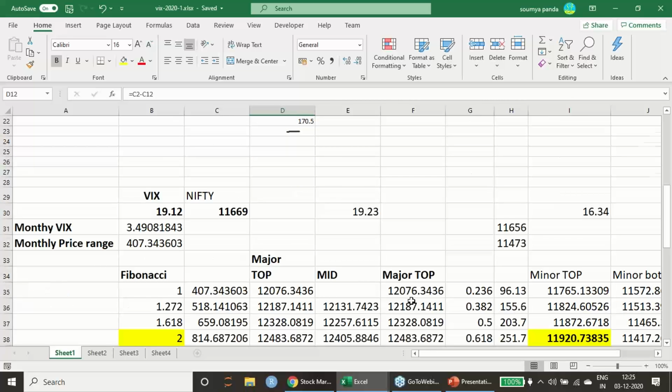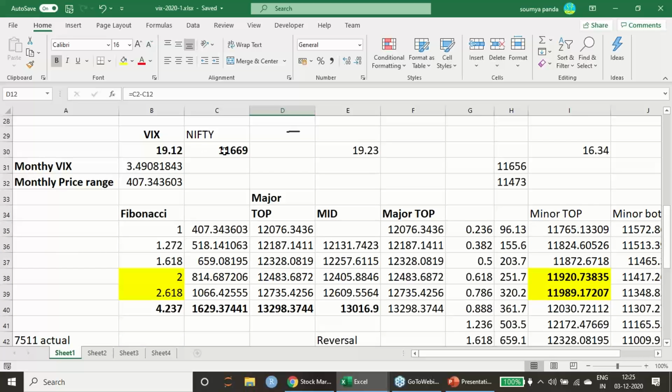Now the same process will be repeated for the top. Whenever we are using the top calculation, we will be using the lowest VIX and the lowest Nifty. In the month of November, the Nifty's lowest point was 11,669 and the VIX low was 19.12. Using this same process, dividing by the square root of 30 and multiplying with the price points, we got 407 points, and then we multiply with all the Fibonacci ratios. So we get the major tops. These are the tops we are expecting for the month of December.